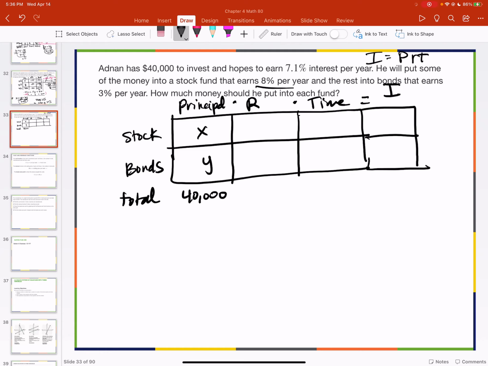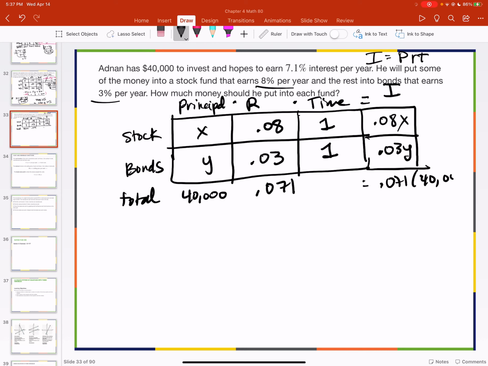The stock fund earns 8% per year. The bonds earn 3% per year. Time is going to be just 1 year. Multiply across: 0.08x, 0.03y. He hopes to earn 7.1% interest, so that's going to be multiplied here, 0.071 times 40,000.